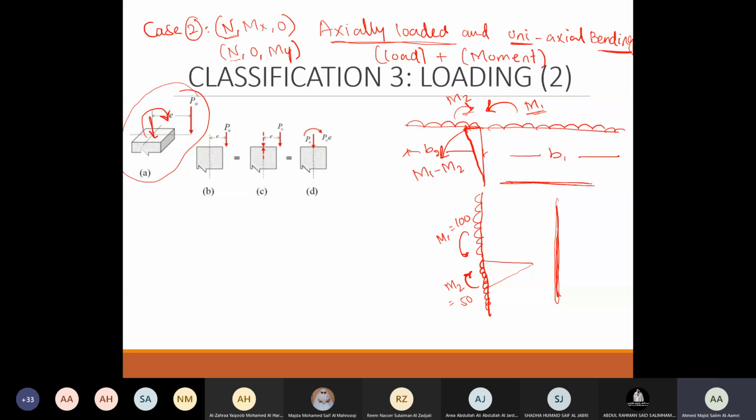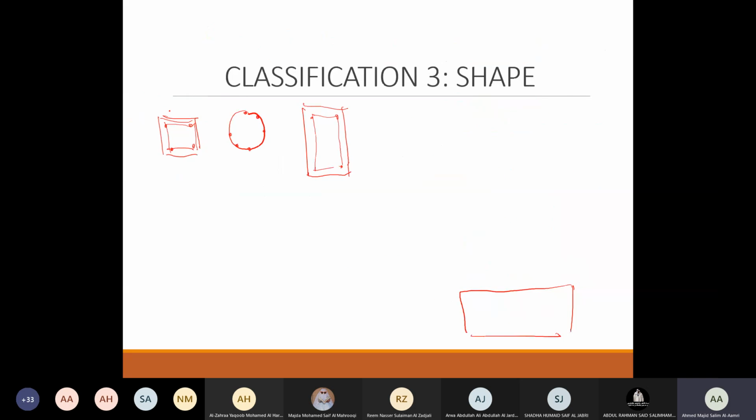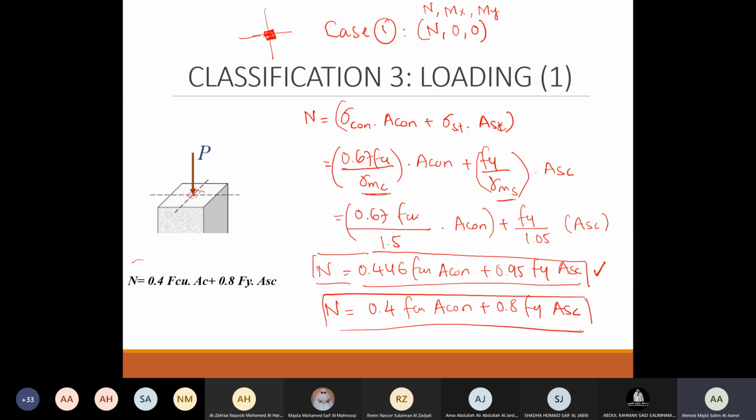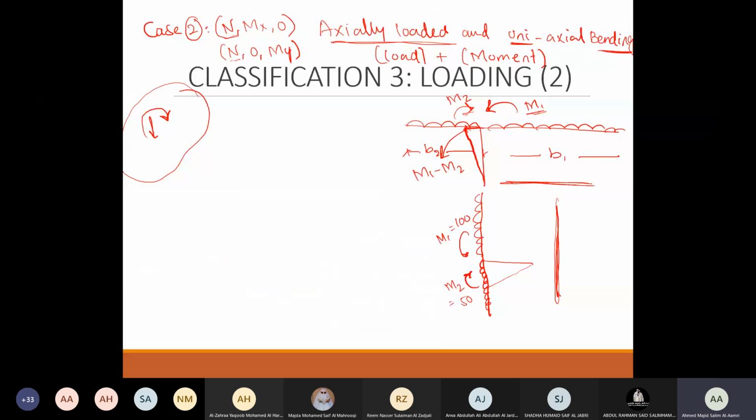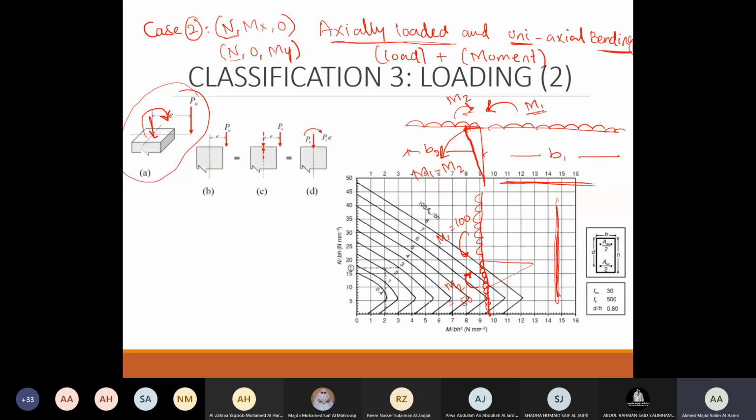Okay, so once again, the second case is going to be axially loaded and uniaxial bending. For case number 1, we are going to use this equation to solve. This equation we have used in Design 1. If you have done the design of the column, you will be using this particular equation for a case of axially loaded column without moments. In case of having moments, I cannot use that equation, so we use charts.